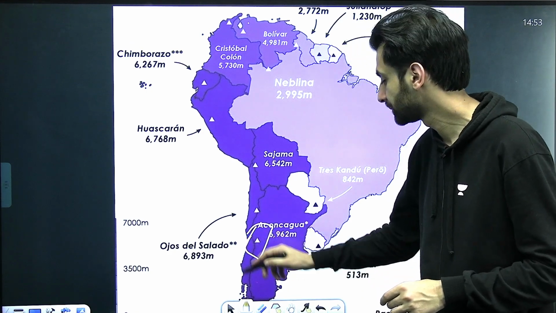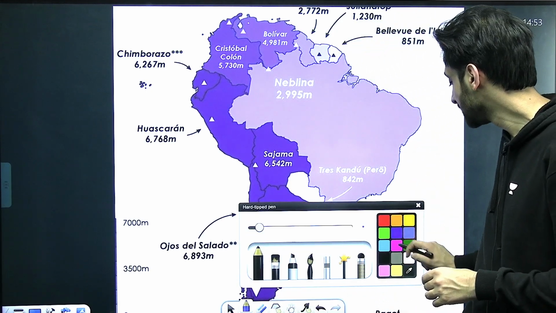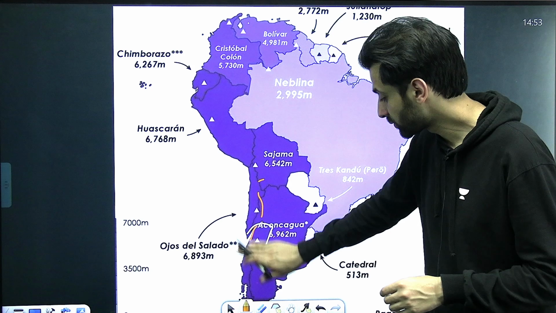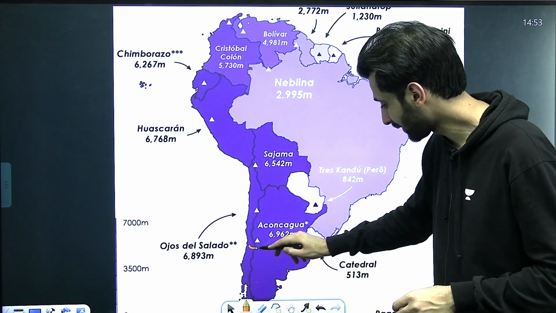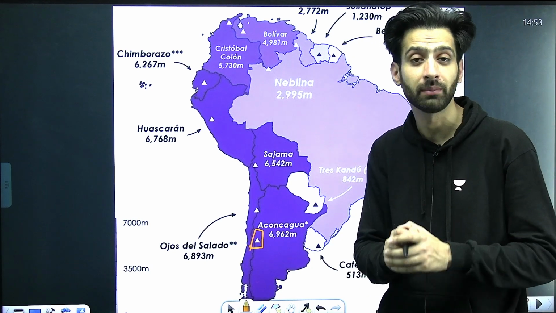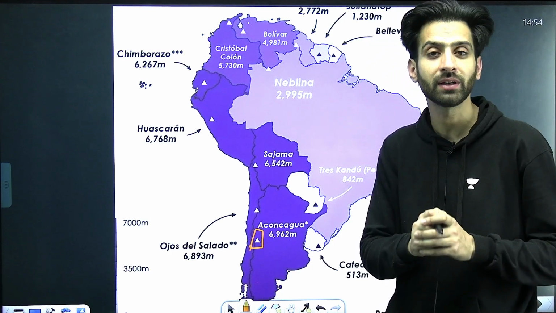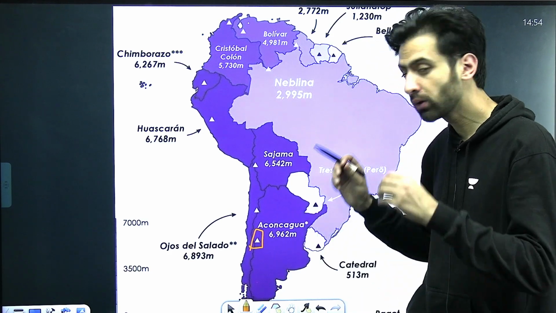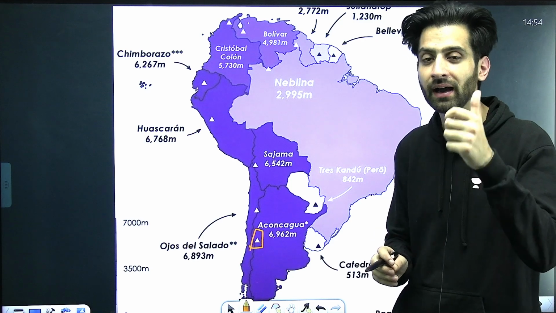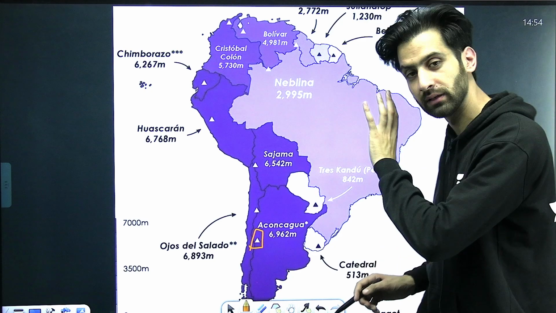Now, there are some very important peaks situated in South America, starting with the first, Aconcagua here. This is important because Aconcagua is the highest peak in South America. It is located in the Andes, and it is a dormant volcano. It's not active anymore.